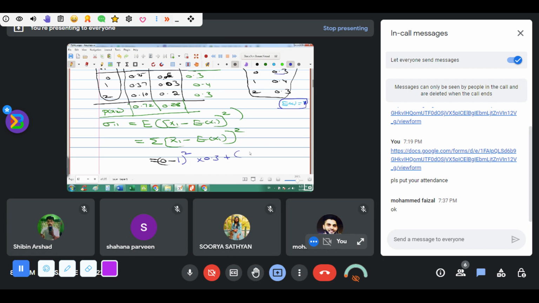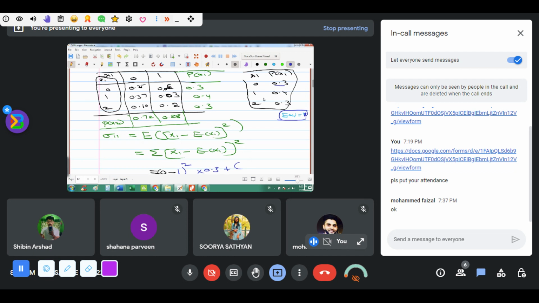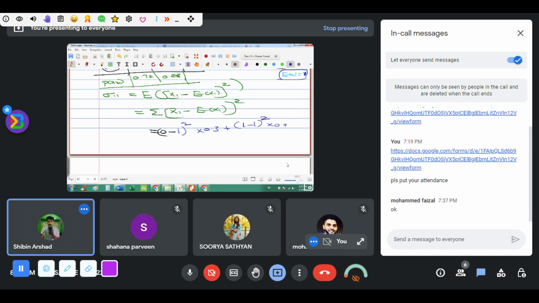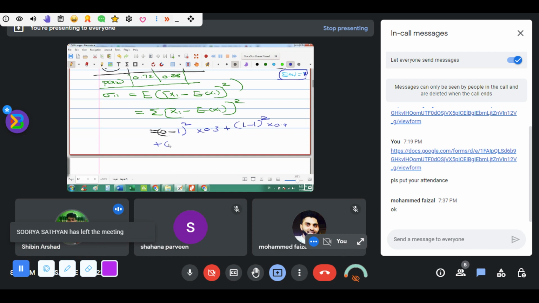Plus, what is the next calculation? 1, correct. 1 minus 1, the whole square, into the corresponding probability, 0.4. Is that clear? Any doubt? No doubt, sir. Thank you. If there is a doubt, please inform me and I will give a clear explanation. Silence is not an answer. The discussion class is very easy and moving very well.